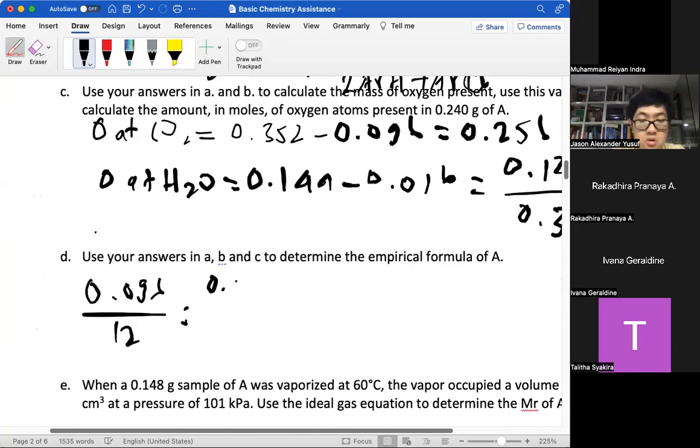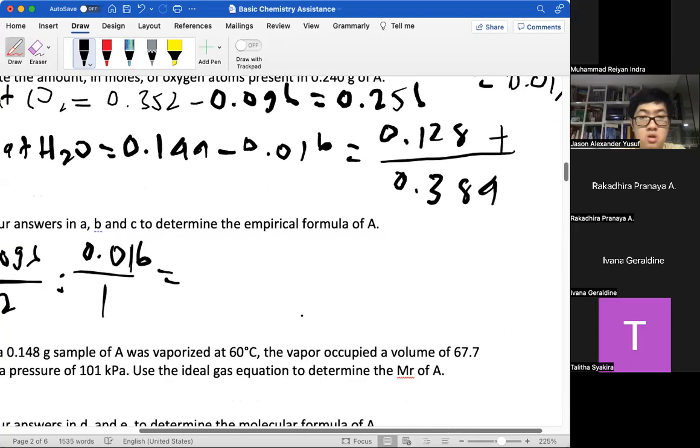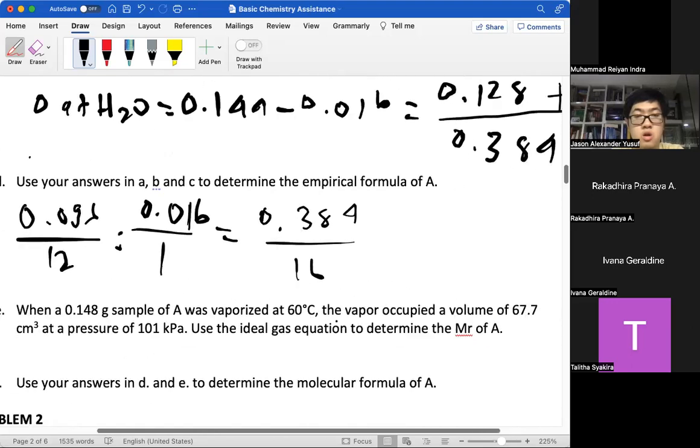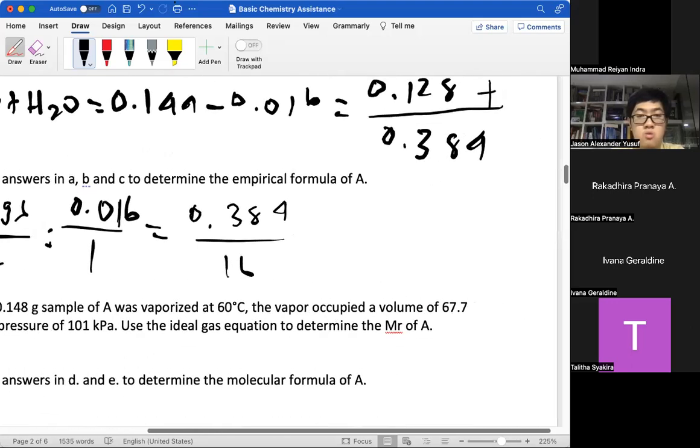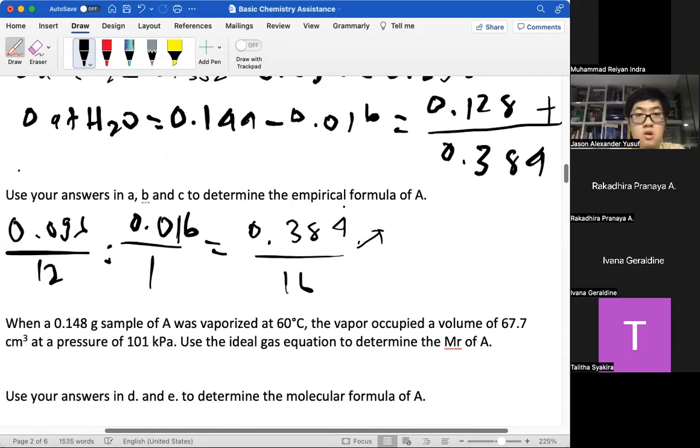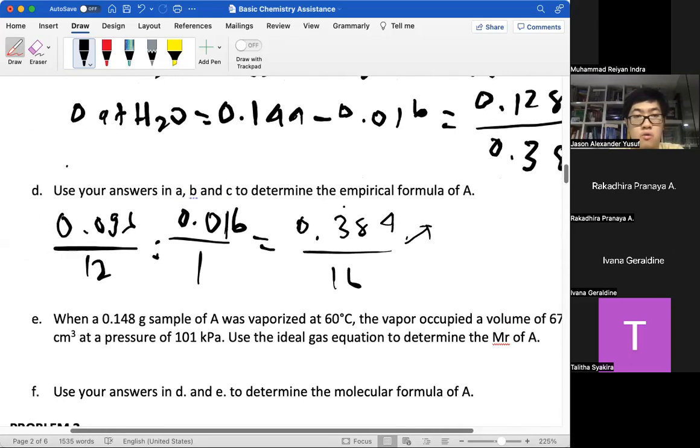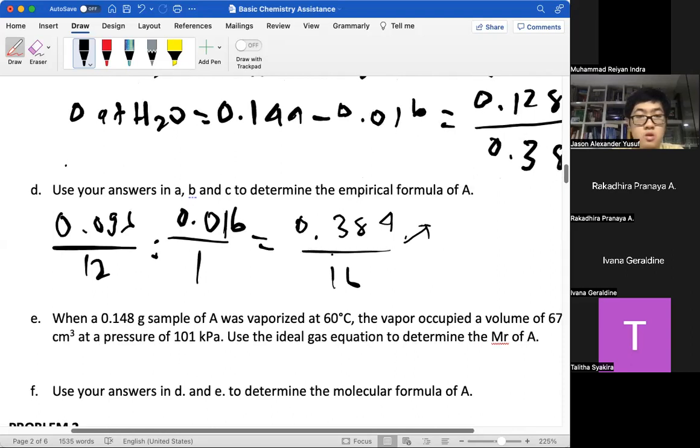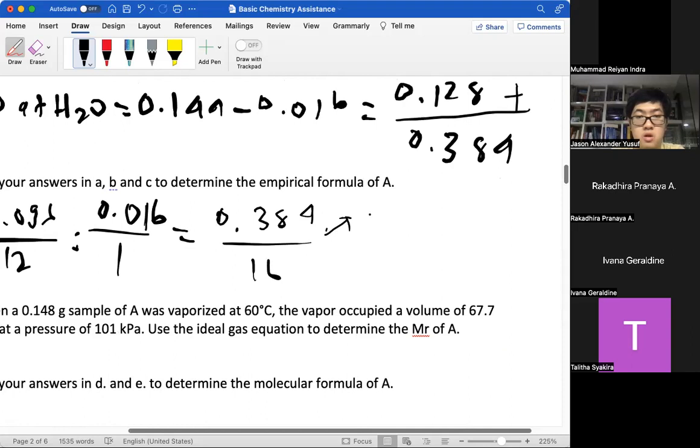This is 0.6 divided by 1 equals to 0.384 divided by 16. So this will be your mole ratio. And next, we're going to solve this part here. And for the first part, which is 0.096 divided by 12, we're going to get 0.008.